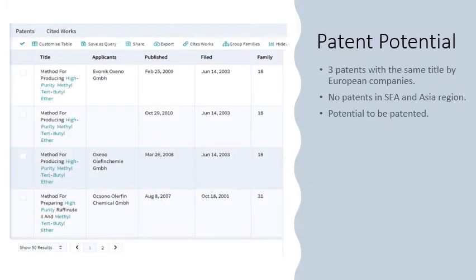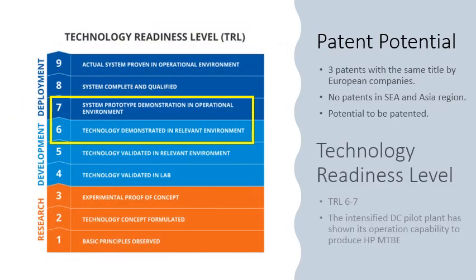From our patent search using lens.org, we found out that only 3 patents were registered with the same title. All companies were from Europe. No patents were registered in Southeast Asia and Asia region. This shows our innovation has the opportunity to be patented. We assess our TRL, or technology readiness level, between 6 to 7. From the results, we are optimistic that the pilot plant has the operation capability to produce high-purity MTBE.